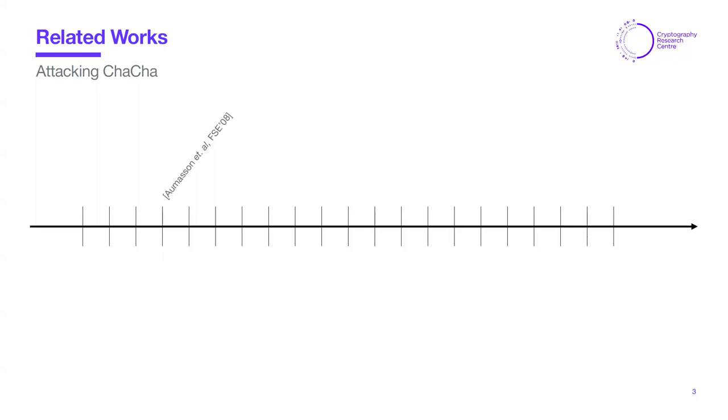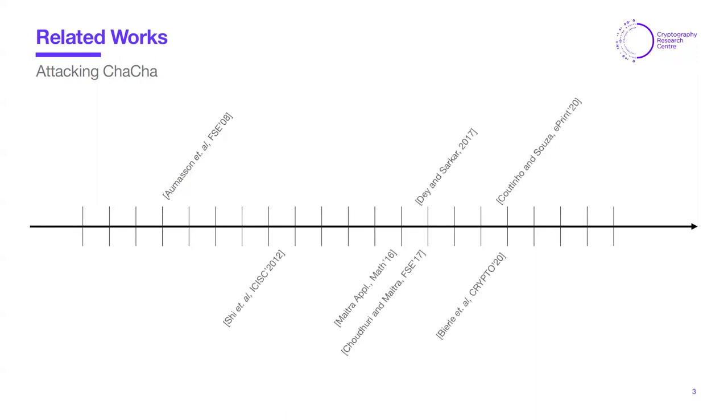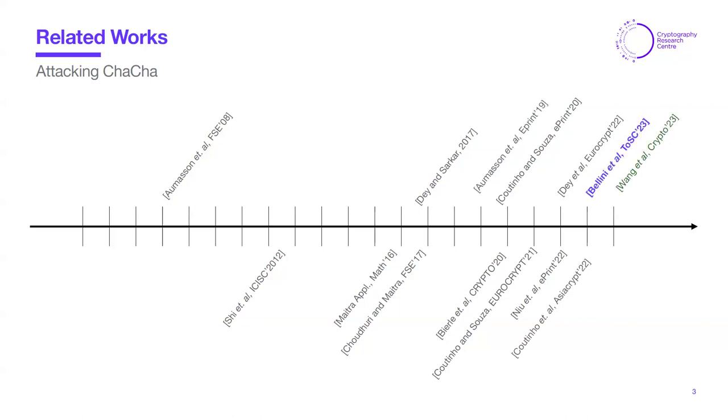Regarding the related work, there is this seminal paper by Aumasson et al., presented at this same conference in 2008. They managed to find a key recovery attack for ChaCha reduced to 7 rounds, and the subsequent papers after this paper managed only to improve the data complexity or the time complexity of this attack. In this paper, we are going beyond these 7 rounds for the first time, presenting differential-linear distinguishers and also a key recovery attack for ChaCha.